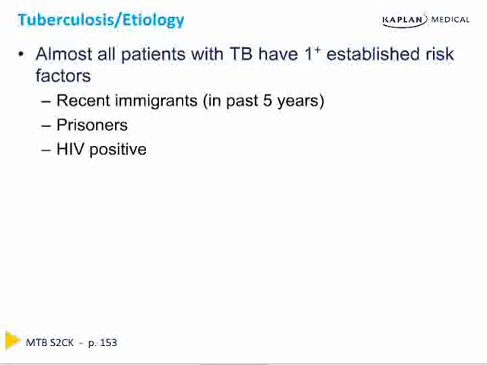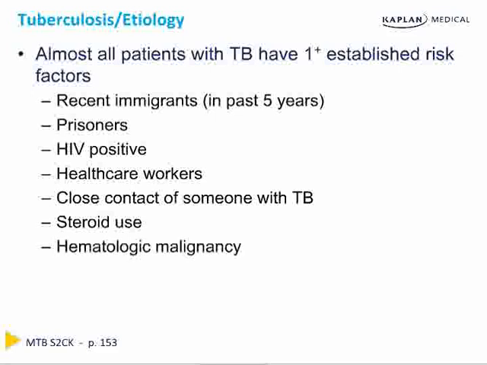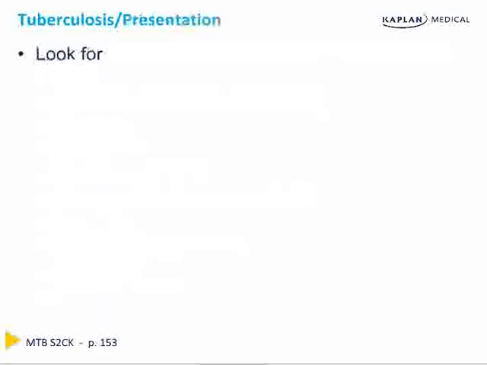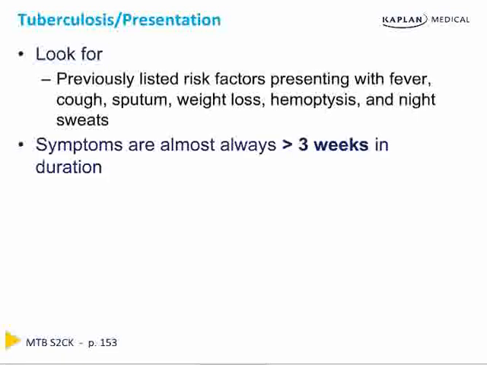Prisoners, HIV-positive patients, healthcare workers, anybody who has close contact with a TB patient, steroid users, patients with hematologic malignancy, alcoholics, or patients with diabetes mellitus. The clinical presentation usually includes previously listed risk factors, presenting with a fever, cough, sputum, weight loss, hemoptysis, and night sweats. These symptoms are almost always present for greater than or equal to 3 weeks in duration.